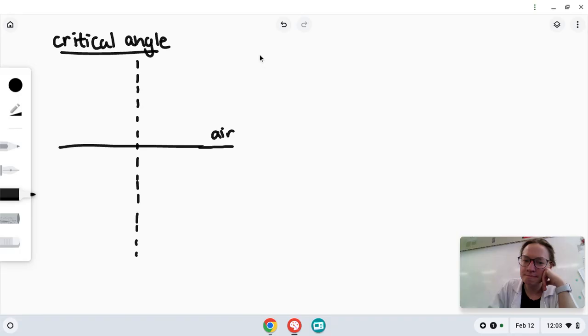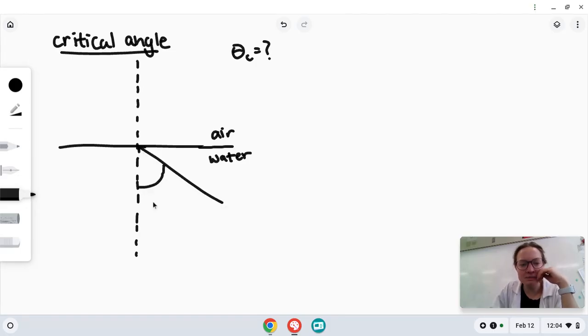So let's try to find the critical angle for the specific situation when we have light that is going from water into the air. In this situation, I'm going to send in my light ray at a very specific angle of incidence, which is going to equal my critical angle, which is what I'm looking for. And my resulting light ray is going to go just along the line here. And this is my angle of refraction. Anytime you're at the critical angle, your angle of refraction is 90 degrees.